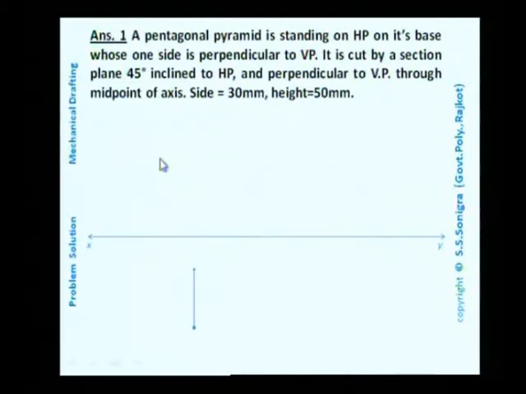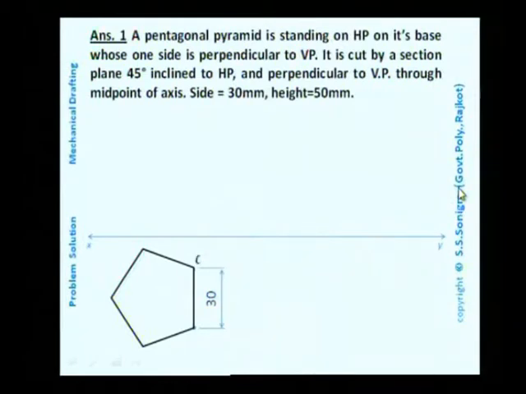So first of all, draw the XY line, and below the XY line draw a line which is perpendicular to the XY line and length is 30 mm. This is the 30 mm length below the XY line. After that, draw a pentagon like this. The included angle is 180 minus 72 and the exterior angle is 72 degree. So we can draw the pentagon by any method. This angle should be 108 degree. So this is the pentagon having side length 30 mm and one side is perpendicular to the XY line.